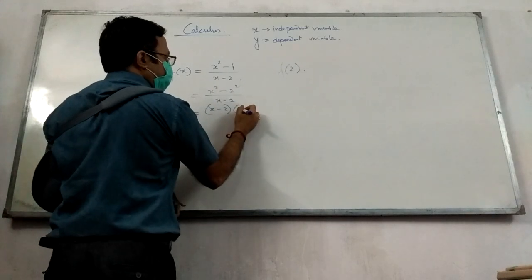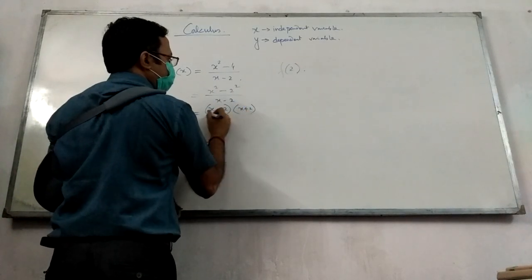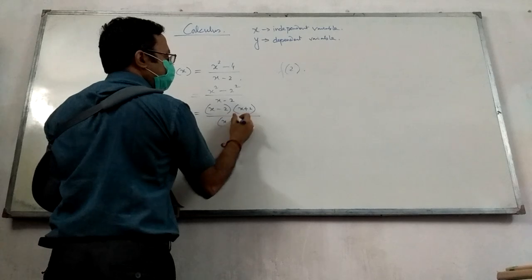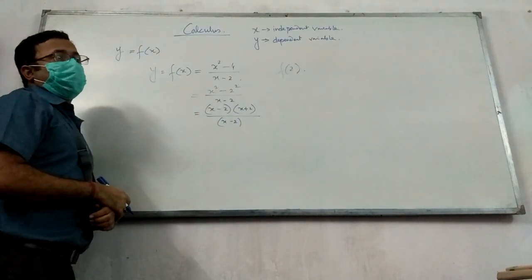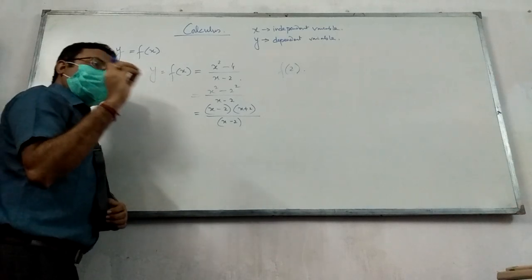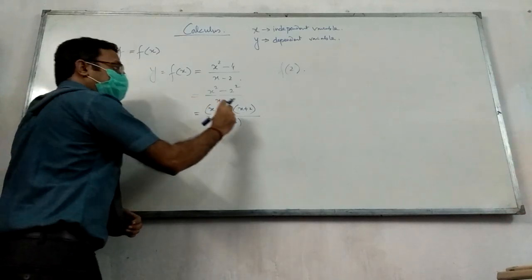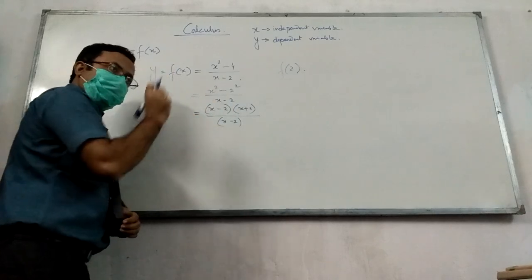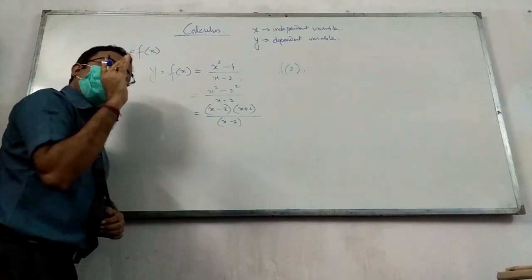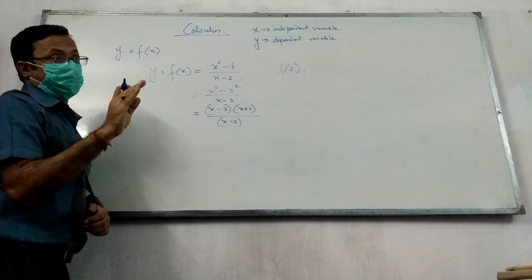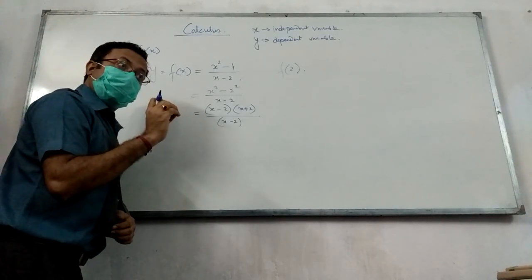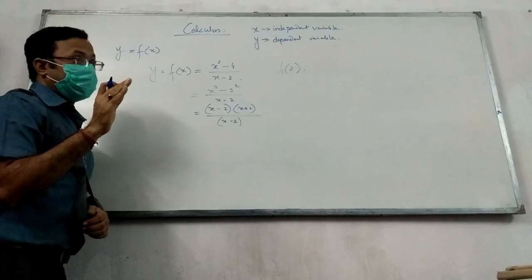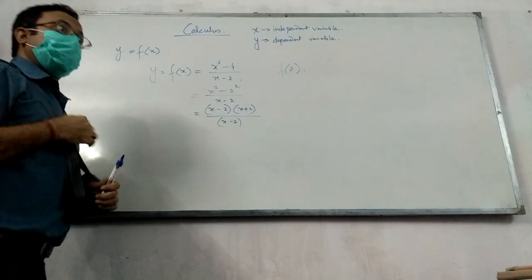Sorry, we can factorize x square minus 4 into x minus 2 and x plus 2, and then what can we do? No, you cannot cancel them off. Why? Because it is a basic concept of algebra. You can cancel off two quantities from the numerator and denominator only if they are not equal to 0. It's a very important concept. If they are equal to 0, you cannot cancel them off from the numerator and denominator.